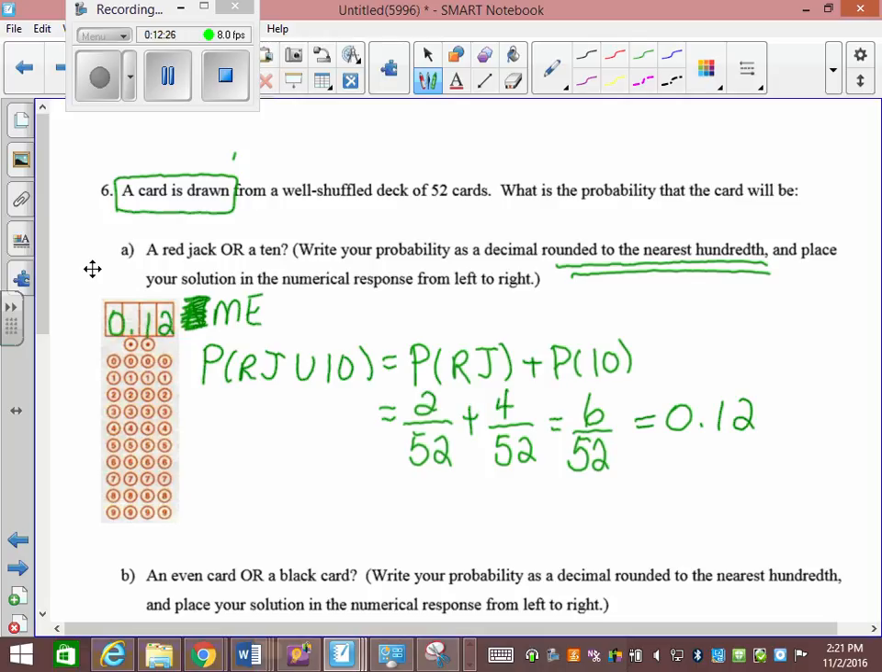Now, I've seen some people do this. They circled in the decimal, the 1 and the 2, and they left the 0 out. What is the machine going to do for you? It's going to mark you wrong, because the machine accepts only these.